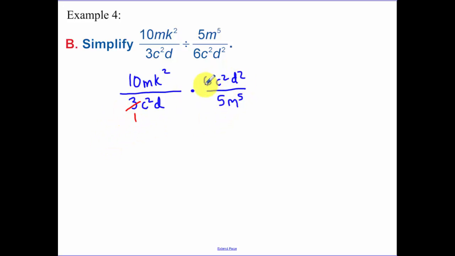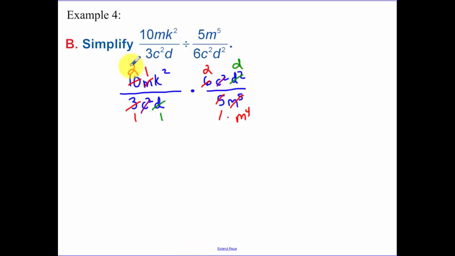Cancel with your numbers. 1 and 2. C squareds just cancel. Your m cancels to be a 1. M to the fifth is going to be m to the fourth. K squared, there's nothing that cancels with k squared, so don't forget about that. But the d and the d squared cancel.